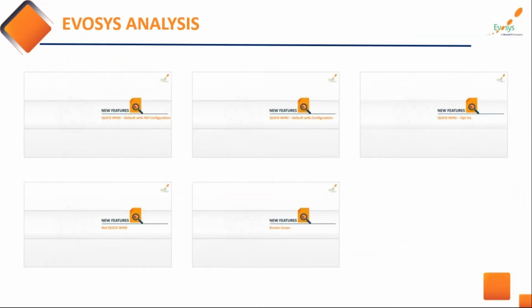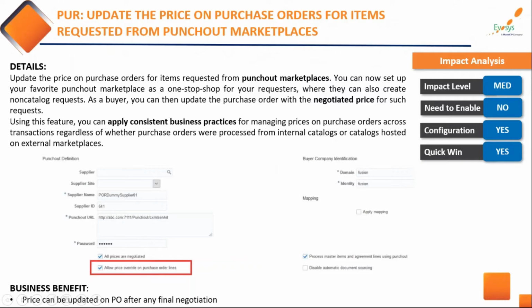So these were the features that were available which are part of this cluster, which is quick wins, which are default and do not require any configuration. Moving to the next part, which are quick wins that are default but would require specific configuration.